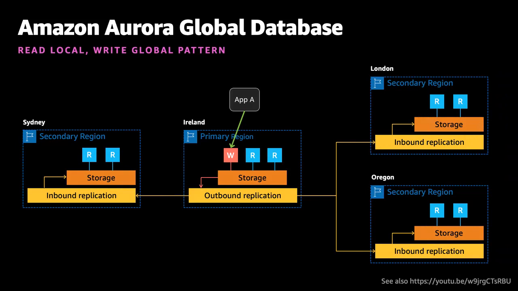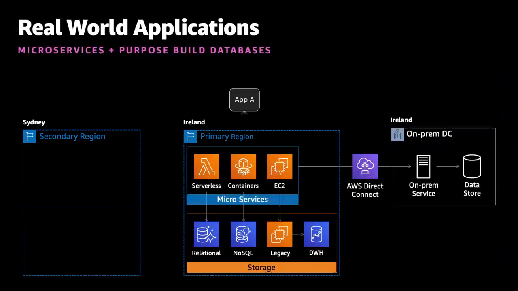In Aurora, writes are only done at the primary region and then replicated to secondary regions, while reads are done in any region. This pattern is known as read local, write global. But more interesting is a feature called write forwarding, which allows writes to be done on the read replicas on the secondary regions and then forwarded to the primary region to be persisted and replicated.